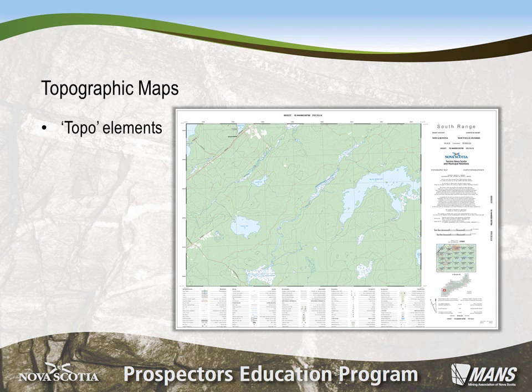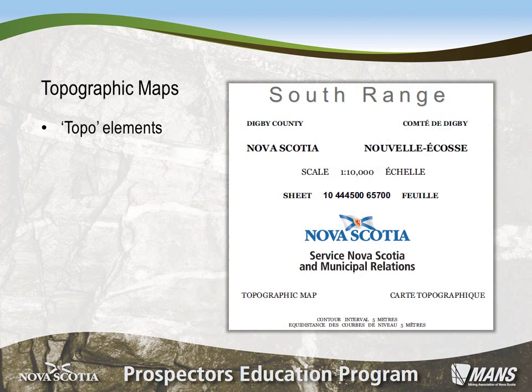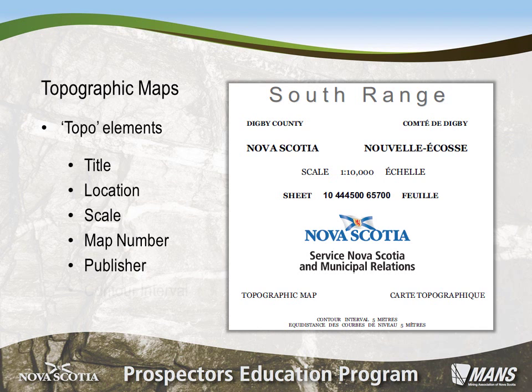The area down the right side of the map contains information about the map area. The top portion states the title of the map sheet, the location, scale, and the map sheet number. The publisher is the Nova Scotia Government, and the elevation interval between contours is 5 meters.